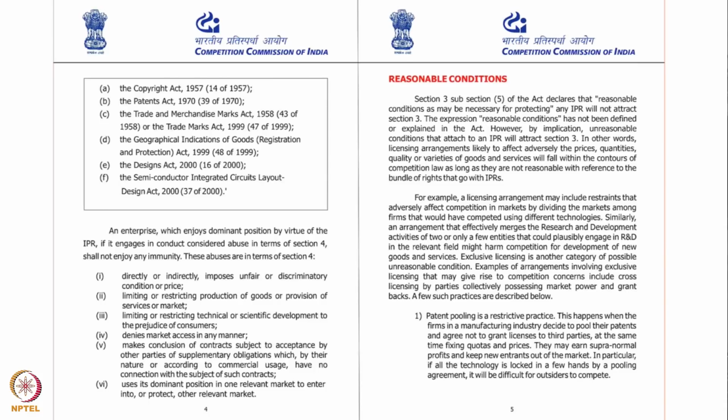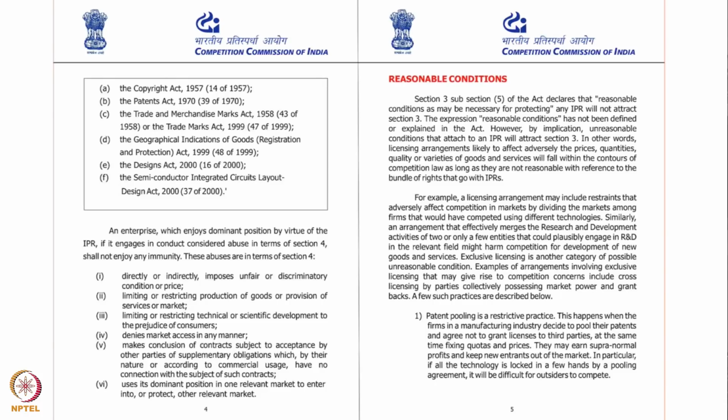the production of goods, or it should limit or restrict technical and scientific development to prejudice of consumers, or it denies market access in any manner, or makes conclusion of contracts subject to acceptance by other party of supplementary obligations which by their nature or according to commercial usage have no connection with the subject matter of the contracts, or it uses its dominant position in one relevant market to enter into or protect another relevant market. Now, if IPR is used in any of these circumstances, then that could be a potential abuse of dominant position.